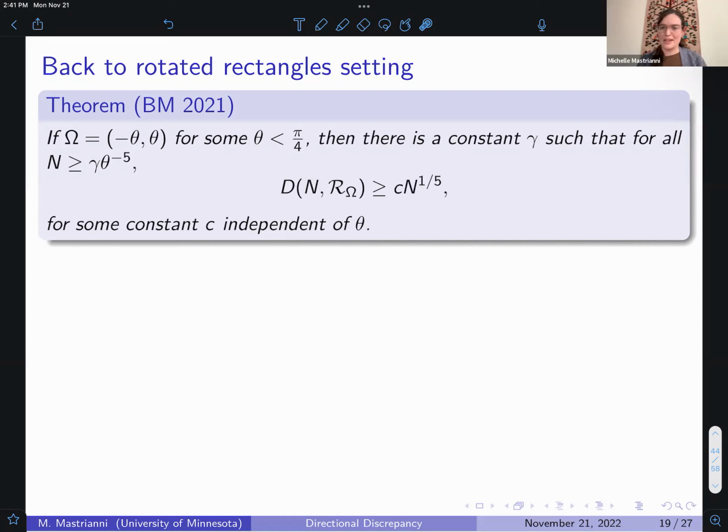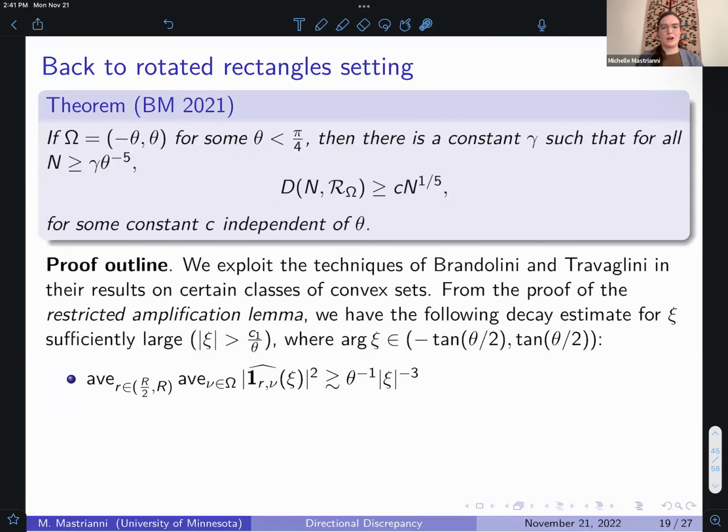And the reason we expect that is because of those Diophantine properties that I talked about earlier. Any interval of rotations contains a number of every type. And so just based on the numerical properties of an interval, you would expect the discrepancies to behave in the same way. But again, for right now, the best we can do is this n to the 1/5.